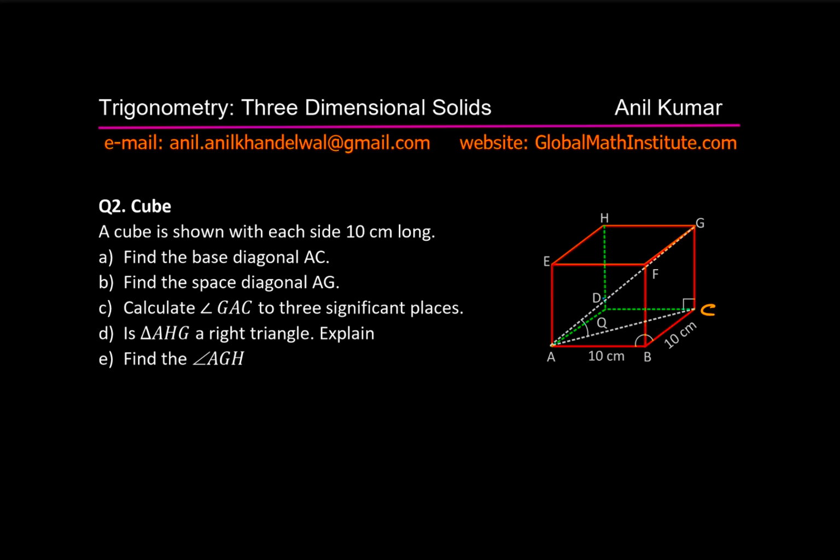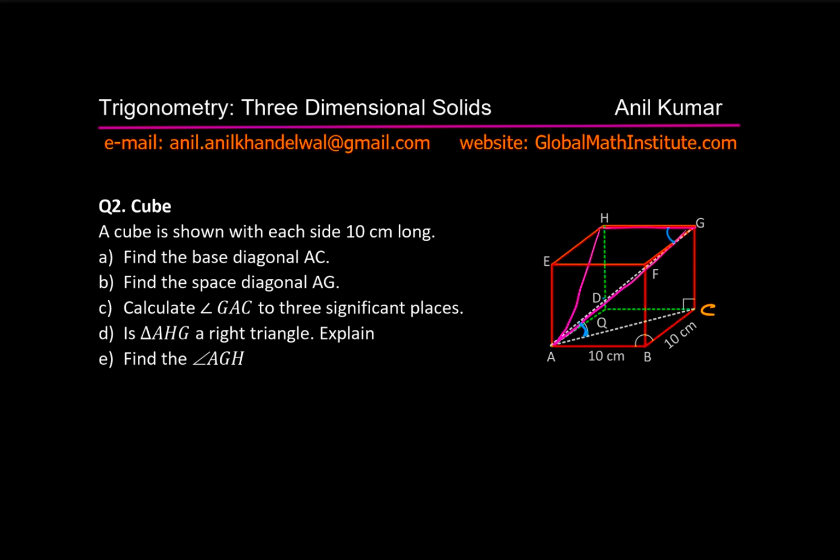Now the question is, is triangle AHG a right triangle? Explain. So AHG, the triangle which we are referring to, is A, H, and G. So that is the triangle which we are referring to. Is it clear to you? Okay. Is this a right angle? Well, you have to figure this out and then answer the question. Find the angle AGH. So basically, we need to find this angle AGH, and we also need to find this angle A, which is GAC. So you can now pause the video. You already know the method of doing it.